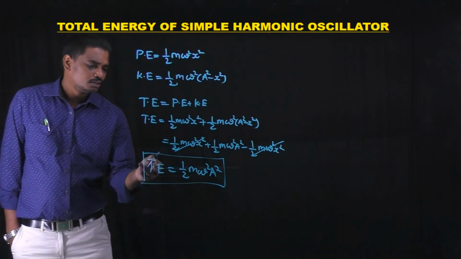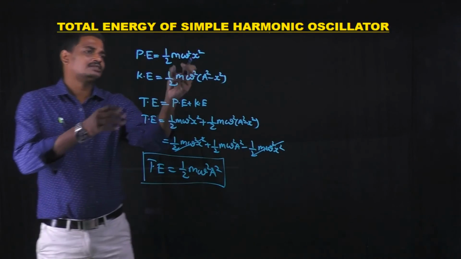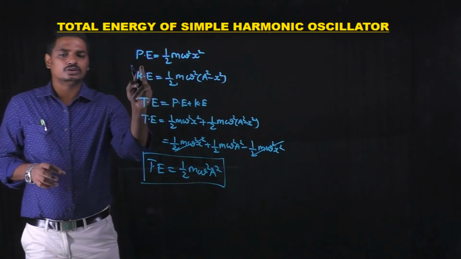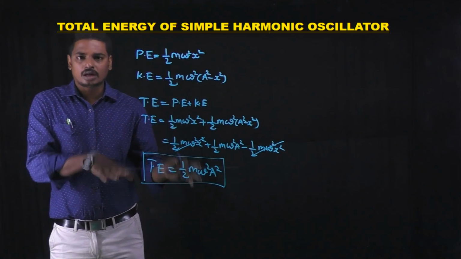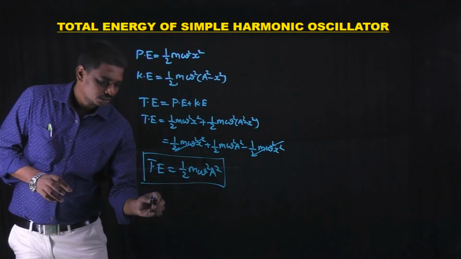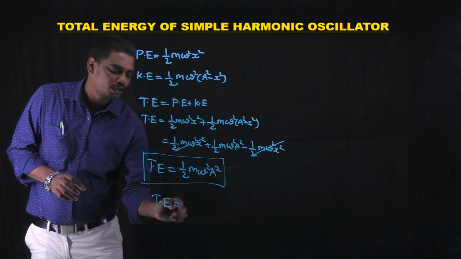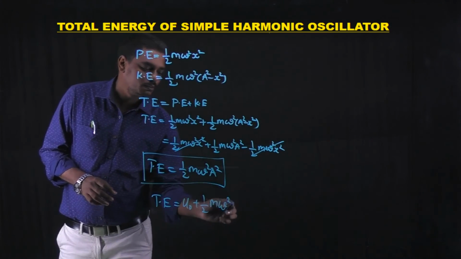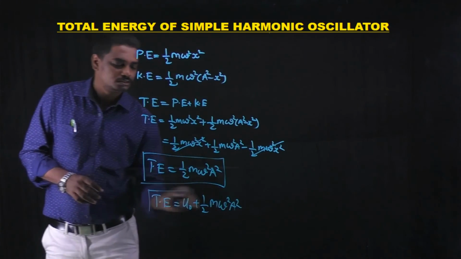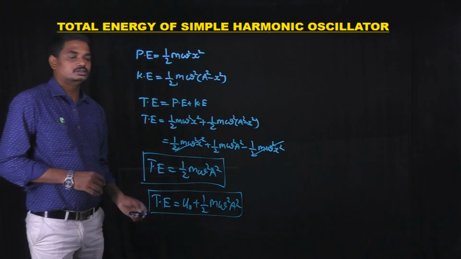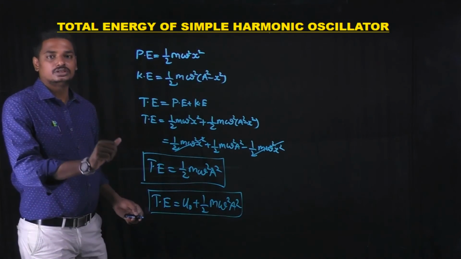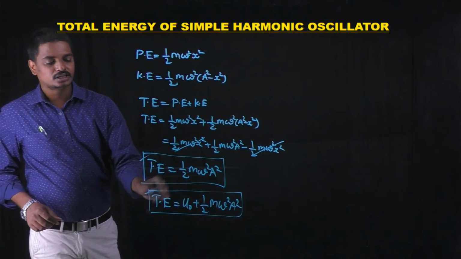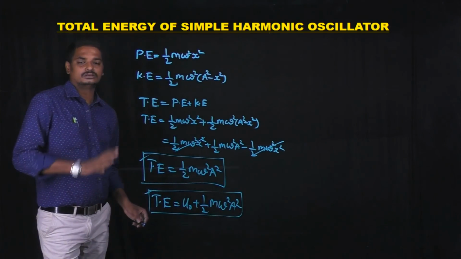Okay, here the potential energy at the mean position x is equal to 0 is 0. If the potential energy is not 0 and there is a minimum potential energy, then the expression for total energy will be like this: minimum potential energy u naught plus half m omega square a square, if the potential energy at mean position is not equal to 0. Okay, so in both the cases the total energy remains constant.